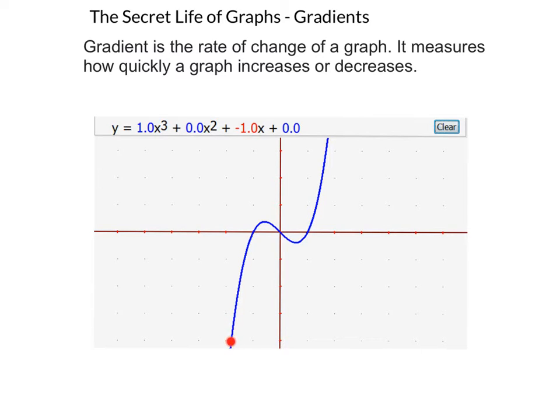Positive means going up the hill from the left. Negative gradient is down the hill from the left. Positive again. So this graph has a positive gradient to here, a negative gradient between those 2 points, and a positive gradient up here. And then on forever.